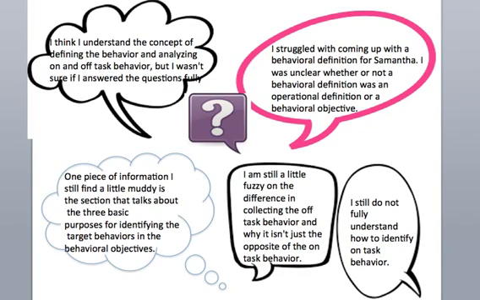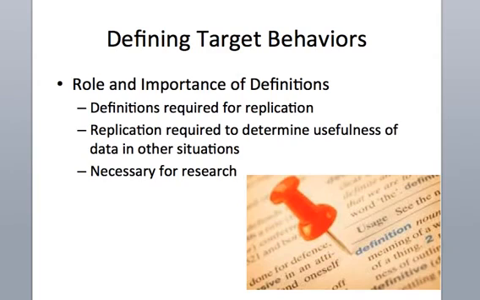So a couple of things people commented with: they struggled with coming up with behavioral definitions. They understand the concept of defining a behavior and analyzing the on and off task behavior, but weren't really sure about how to respond to the section in the text that talks about the basic purposes for identifying target behaviors in behavioral objectives, the difference in collecting off-task behavior and why it's not just the opposite of on-task behavior, or even how to identify on-task behavior. So we want to start with defining the behavior, the target behaviors.